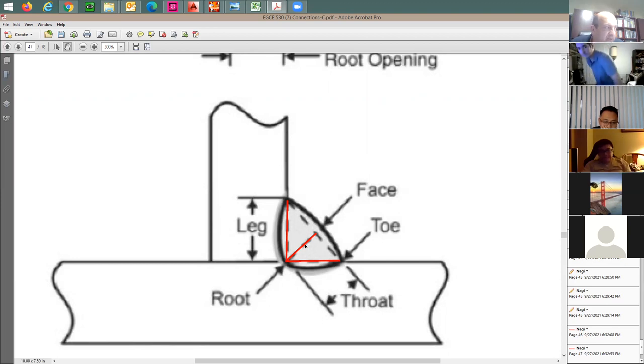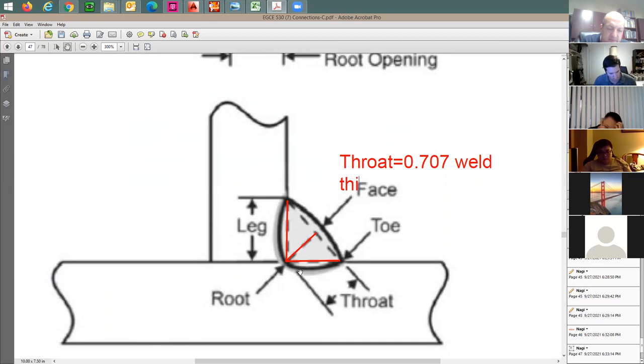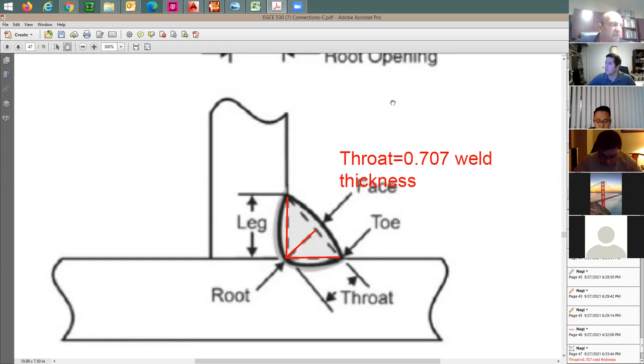So if you want to find out the relationship between the throat to the leg, I'm going to say here the throat, for effective weld thickness, is going to be equal to, now this is going to be here 45 degrees, so my throat is going to be equal to square root of 2 over 2 times the weld thickness, which is the leg. So it's going to be 0.707 times the weld thickness. So it's going to be slightly smaller. And the throat is also called the effective weld thickness.